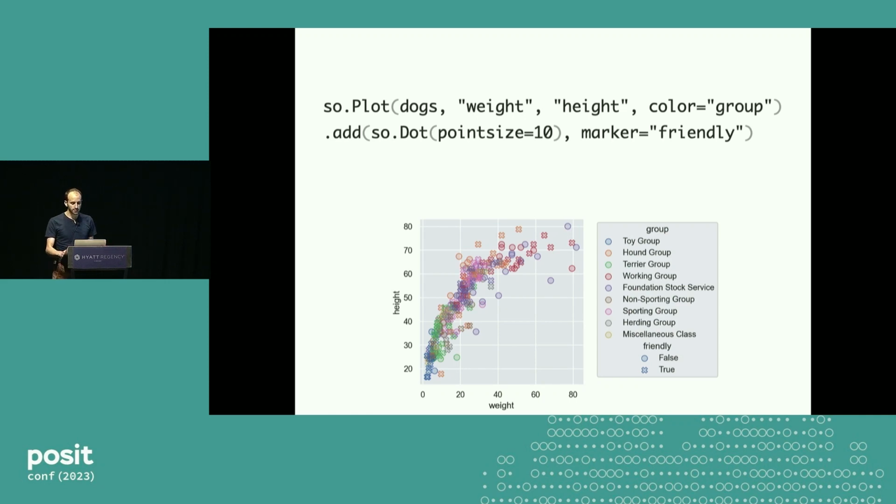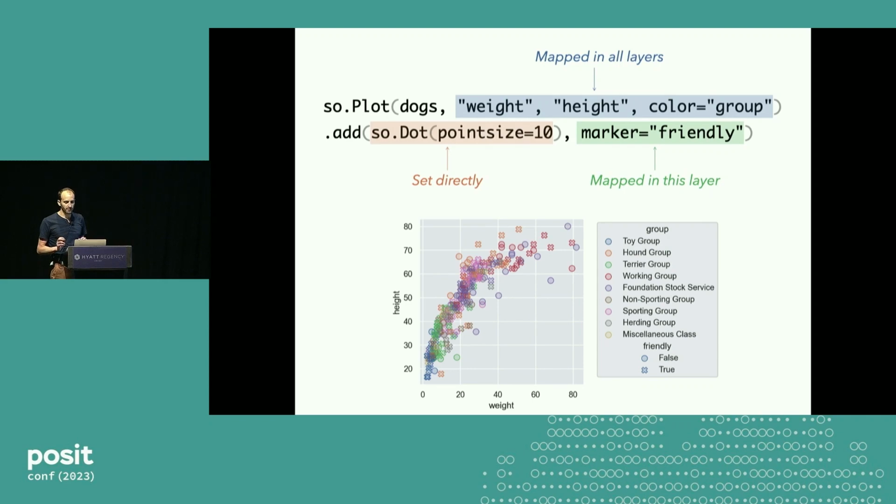So every layer is defined by at least a mark object. Here I'm using a dot mark, so it's producing a scatter plot. And you'll notice that when I define the layer, I'm setting the point size of the dot to a specific value, and then also associating the marker, the dot marker, with another column from the data frame.